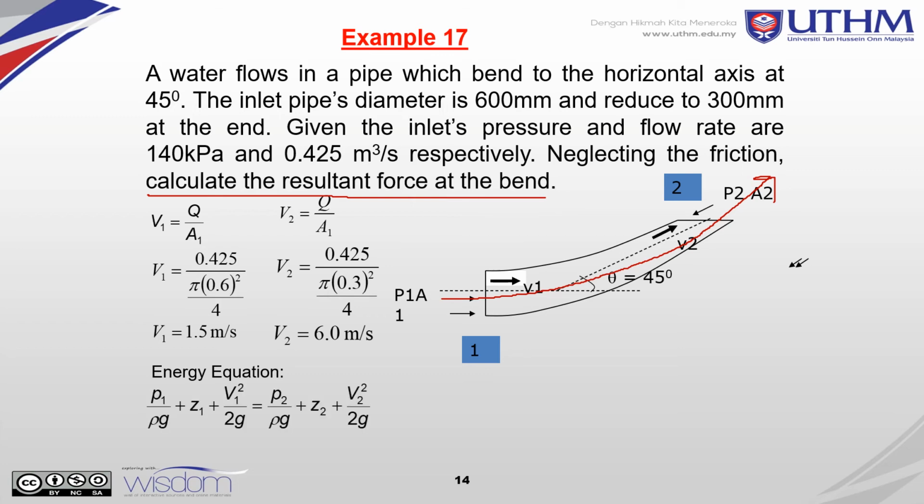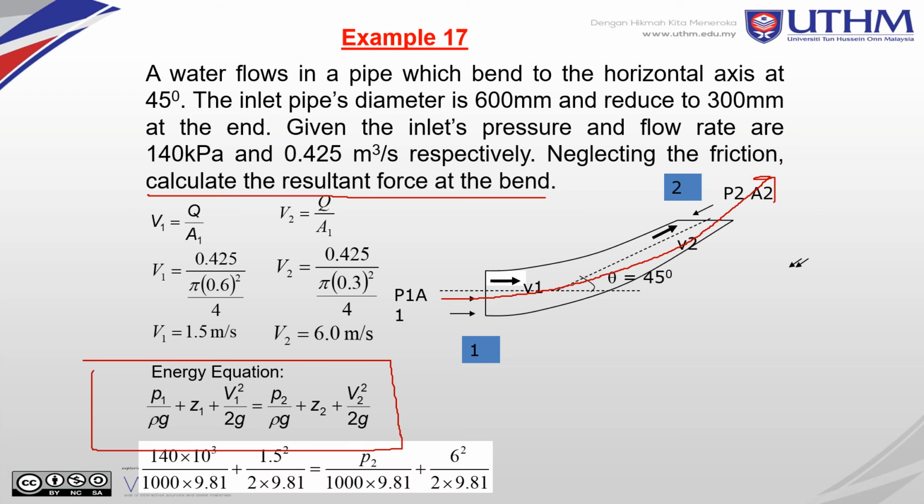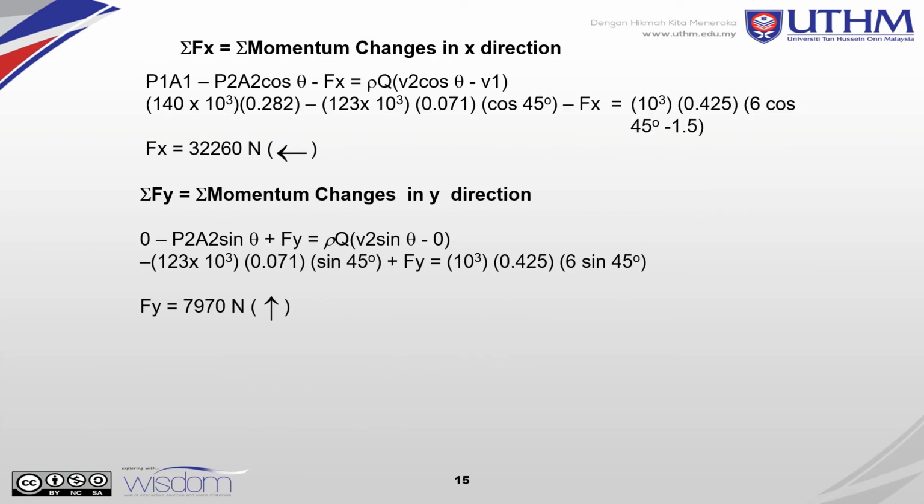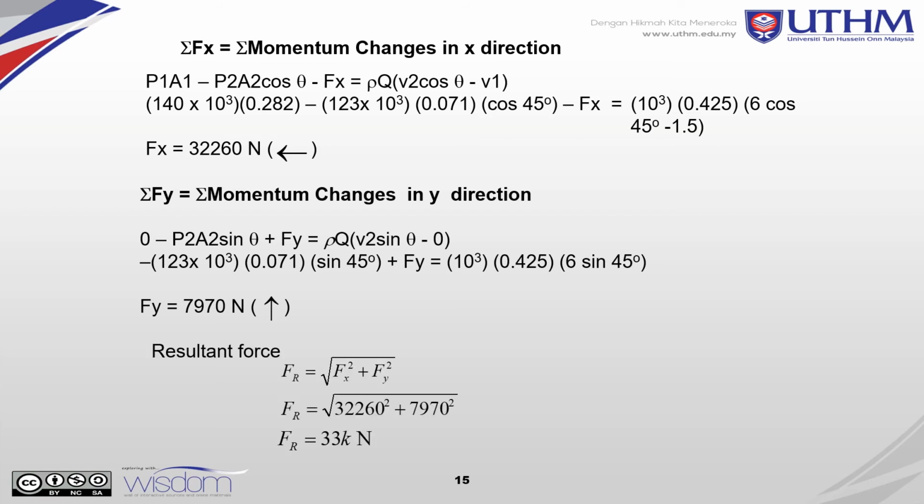After this, you use the energy equation from point 1 to point 2 here. Just put all the values inside this energy equation, so you get P2 as 123 kilopascal. After this, you apply the momentum change in the x direction and the momentum change in the y direction.